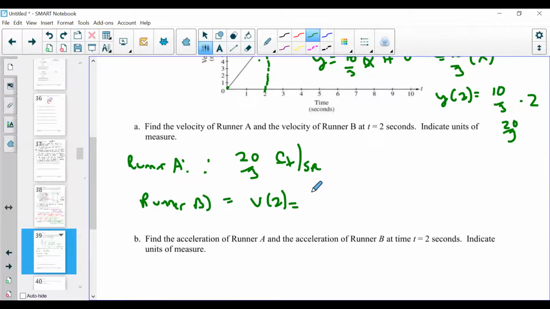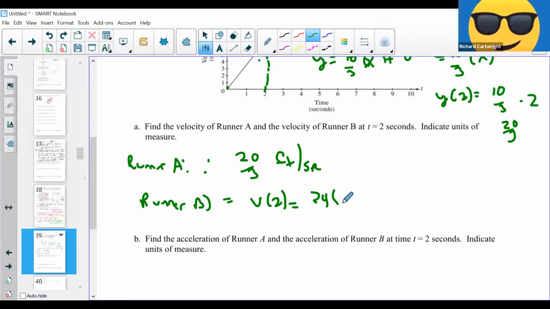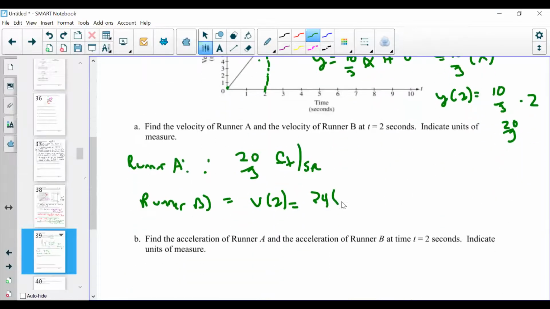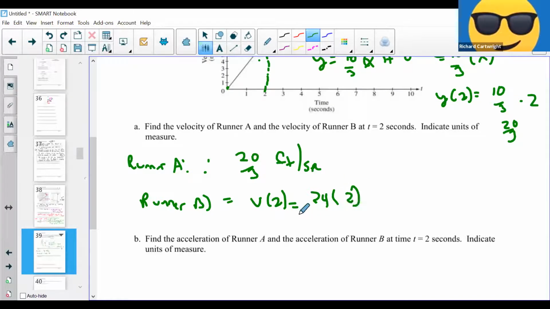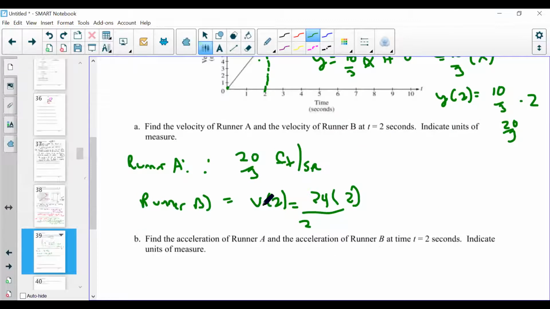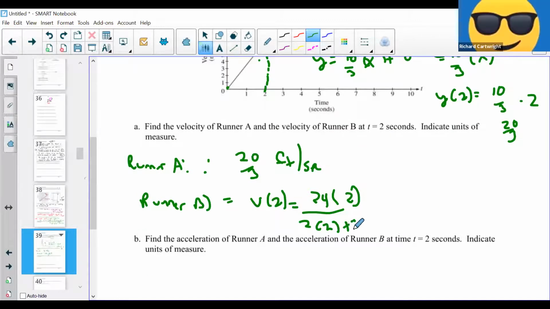No, it's just that, so it's 24t times... wait, let me just read it really quick. It was 24t over 2t plus 3, yes. So that's 24 times 2 over... what was it? I already forgot the bottom. It was 2t plus 3, right? So 2 times 2 plus 3, that will be 48 over 4 plus 3, 48 over 7.